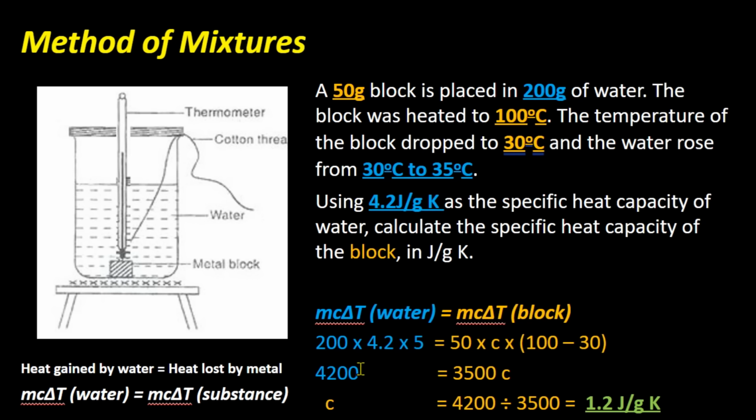So 4200 is equal to 3500 C. So C is going to be equal to 4200 divided by 3500. So the specific heat capacity for the block is going to be 1.2 joules per gram Kelvin. Remember, feel free to pause the video and work these out for yourself.